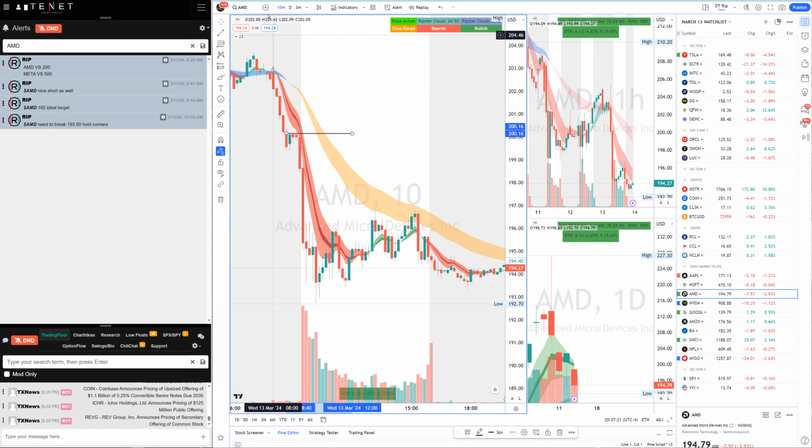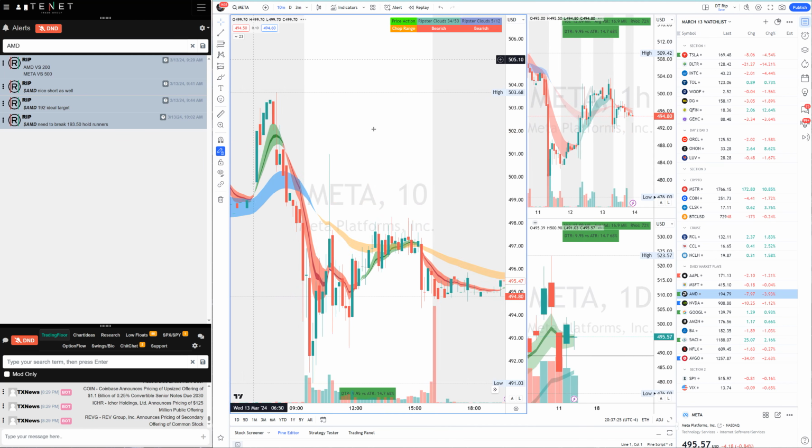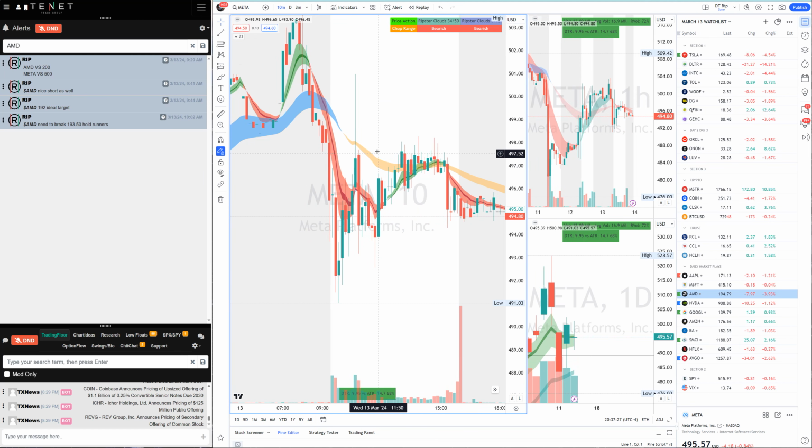So similar to AMD, we had Meta, right? So it's a similar setup. What was that? So that was the 500 psychological level. It was not really that clean how AMD was. It was a little choppy, but AMD, because it was semiconductor, was short with NVDA, so it was much better short than Meta.